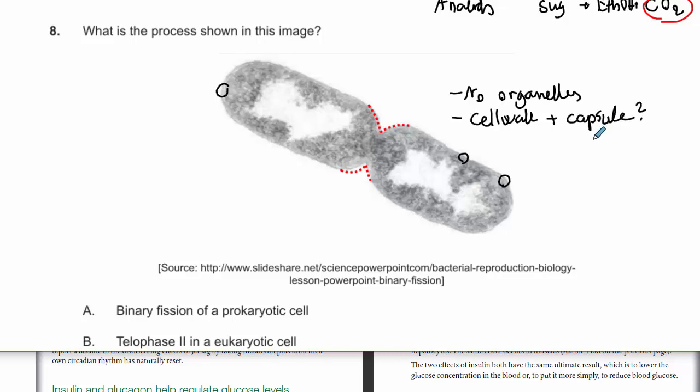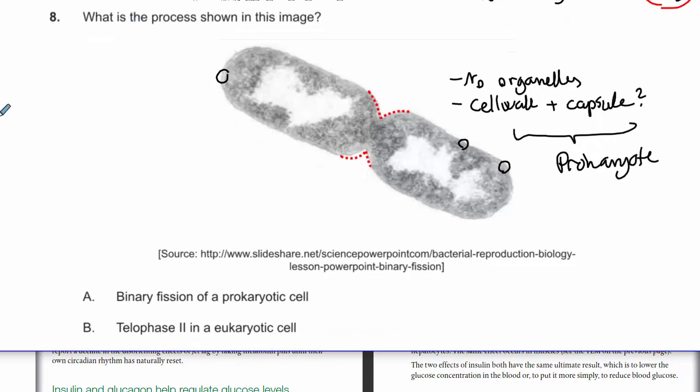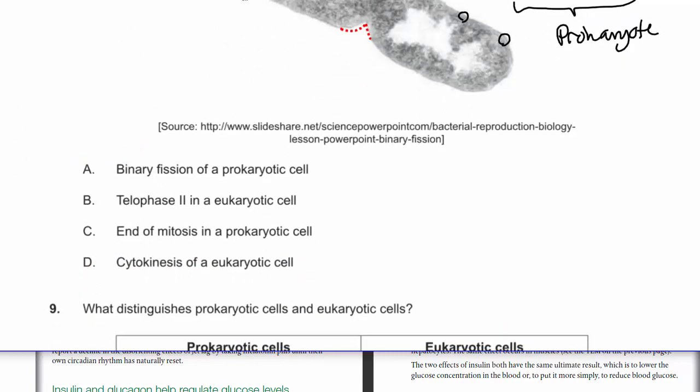Or maybe it's a gram negative, which has a kind of double wall. So no organized nucleus. This means it's a prokaryote. And the question is, what process is shown? Well, binary fission of a prokaryotic cell is indeed correct, because cell division in prokaryotes is called binary fission. So this is correct.